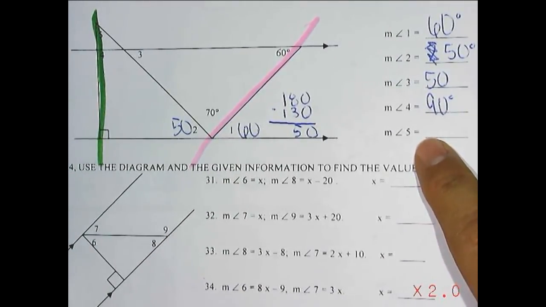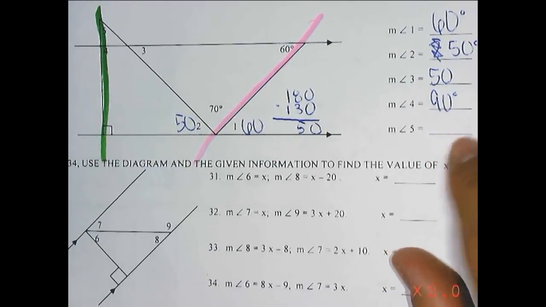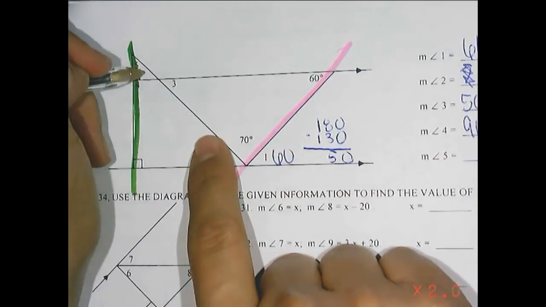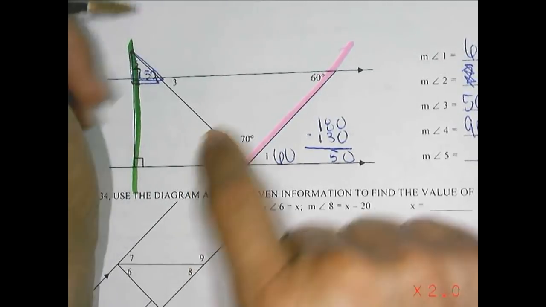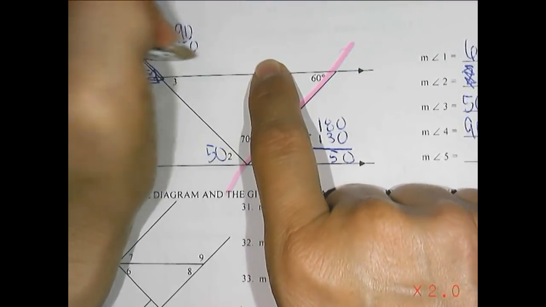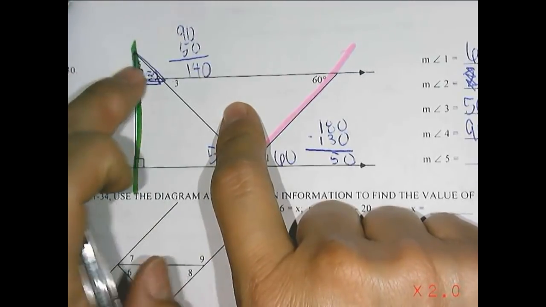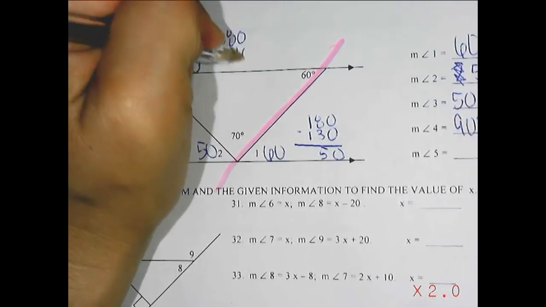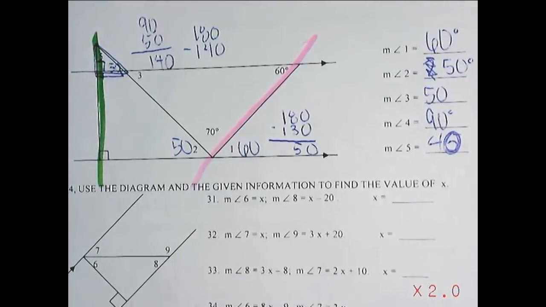And then I look at angle 5, and I think that if this is 90 and angle 3 was 50, and this is a triangle, I would do 90 plus 50, and I would get 140 degrees. And because this is a triangle, I would take 180 minus that 140, and I would get angle 5 equals 40 degrees.